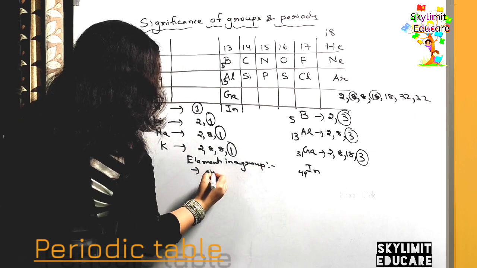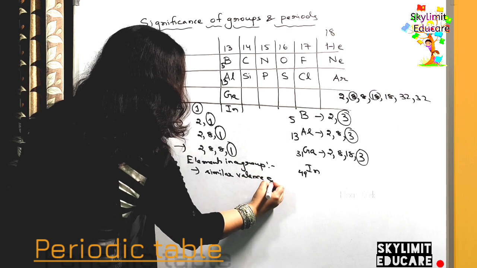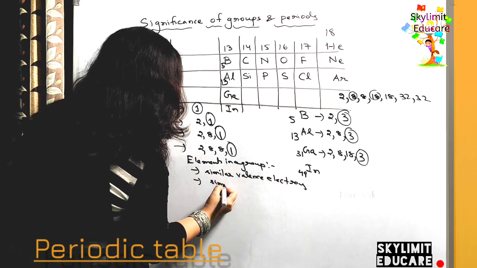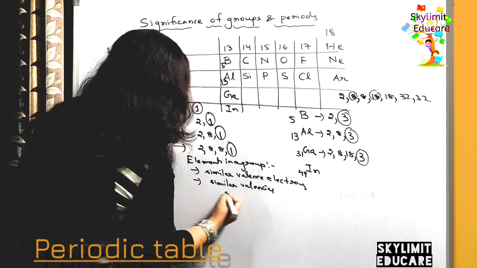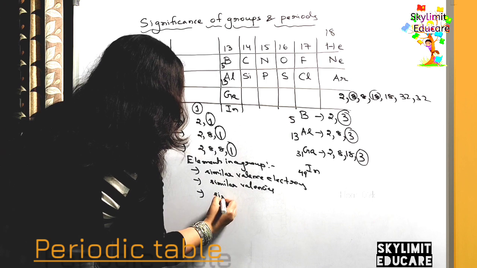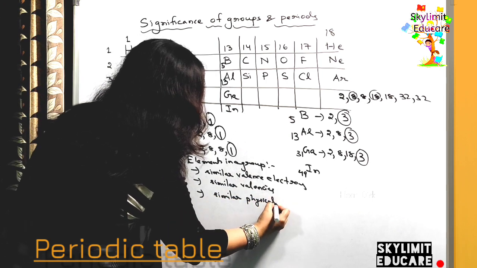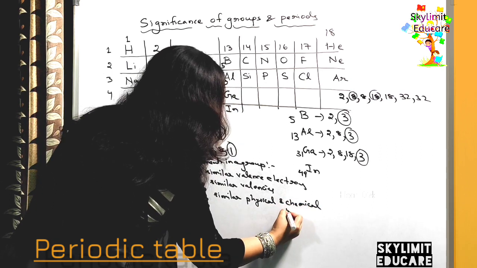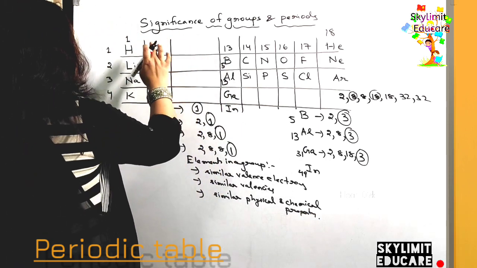have similar valence electrons. That is why they have similar valencies. Yes or no? And because of that, they have similar physical and chemical properties. That is why they are grouped into one group.